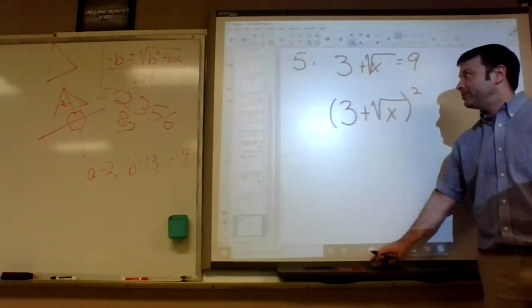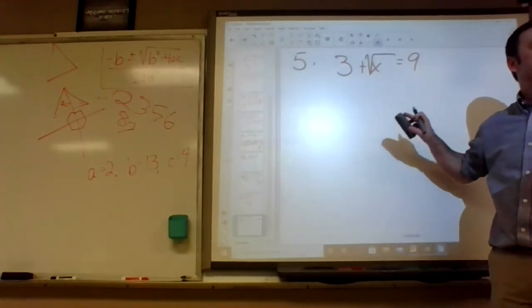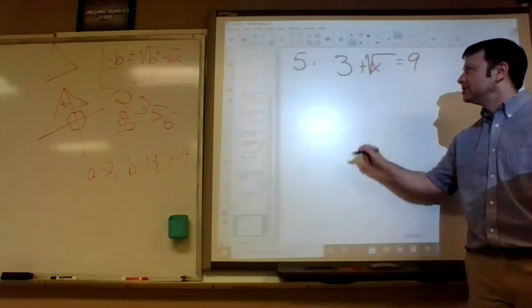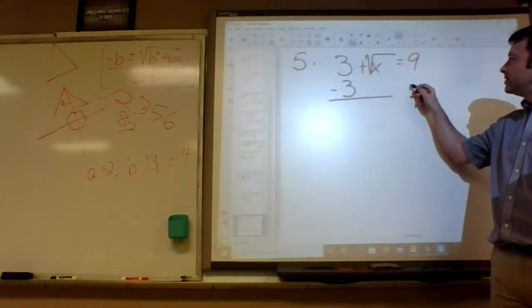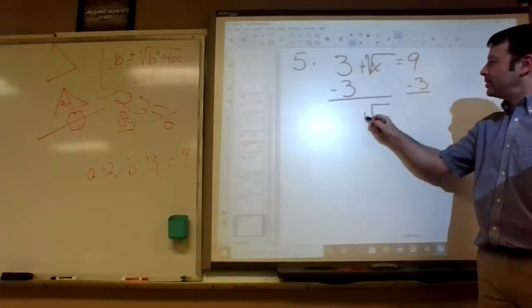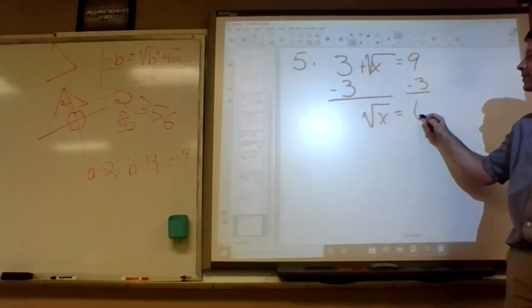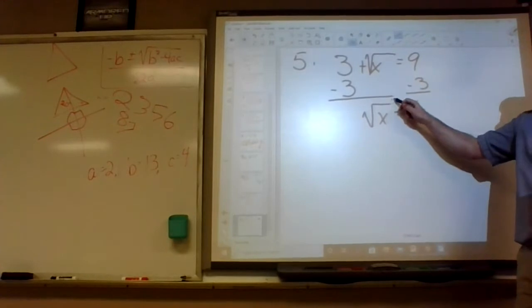So does anybody know how I'm going to avoid that? Minus 3. If I minus 3, that'll fix my problem. So get the square root by itself first. Get the square root by itself first, and then we can get rid of it.